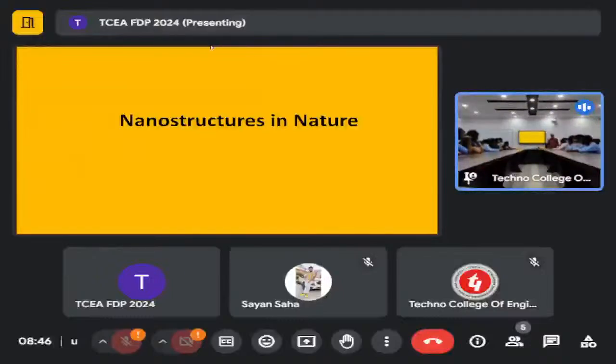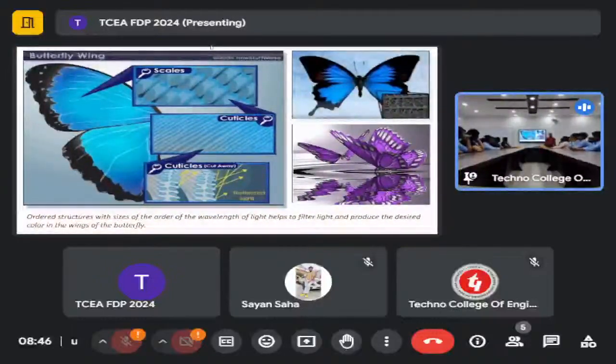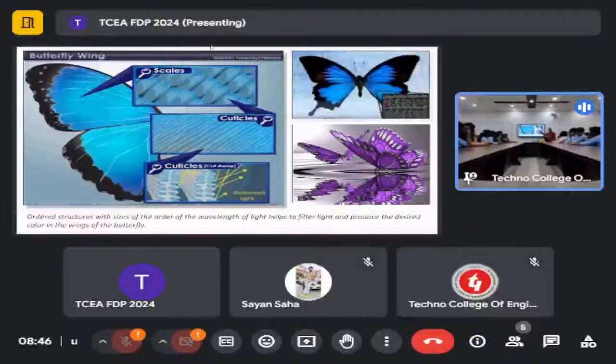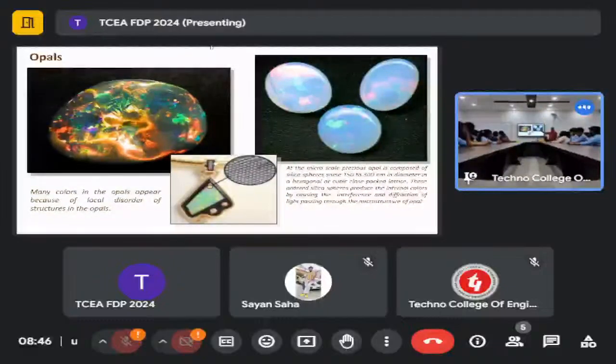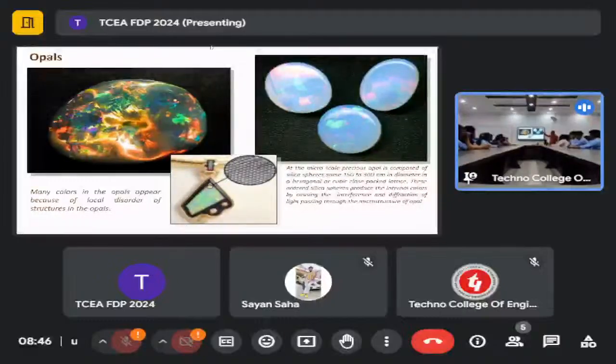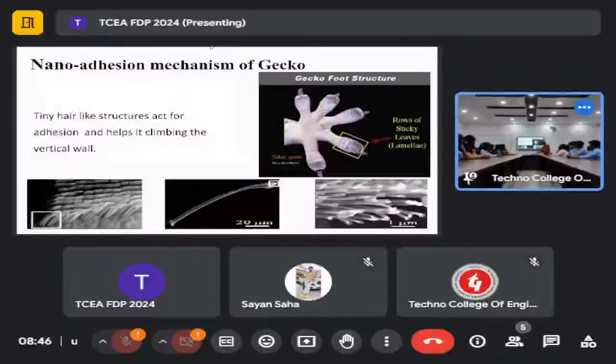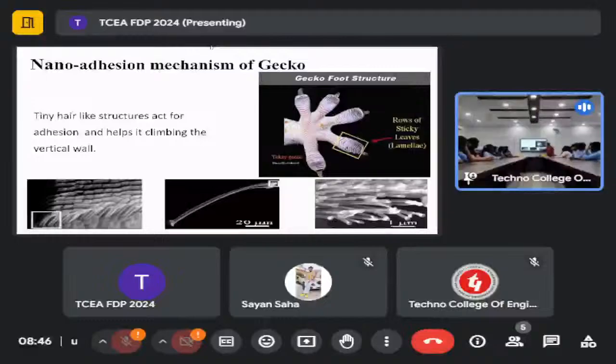Not only that, nanostructures are found in nature also. In butterfly cuticles, butterfly wings, there are grating-like structures, nano patterns, and when light interacts with those cuticles, they display different colors. Opal, found in Australia, contains silica nanoparticles of different sizes, that's why it shows different colors. A lizard's leg contains fine hair-like structures. At the front of the structures there are suction-like things, that's why it can climb the wall.